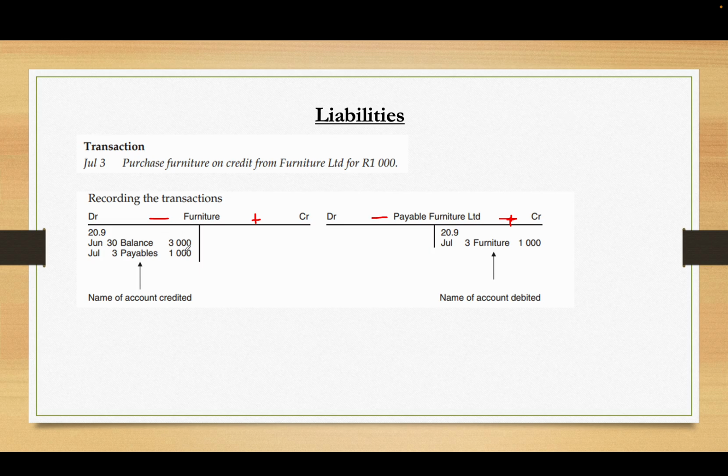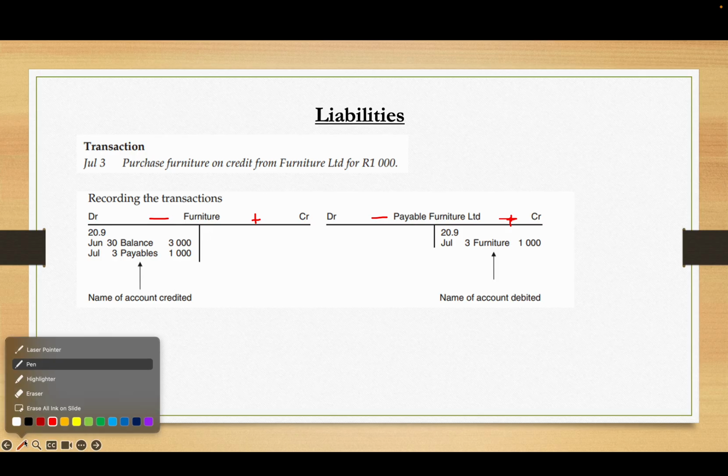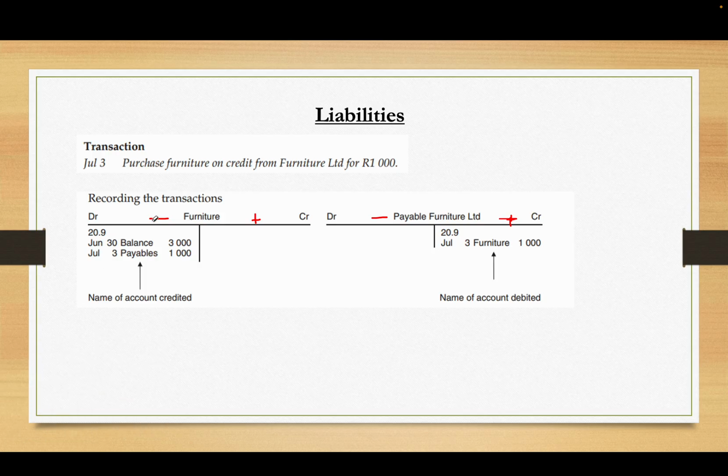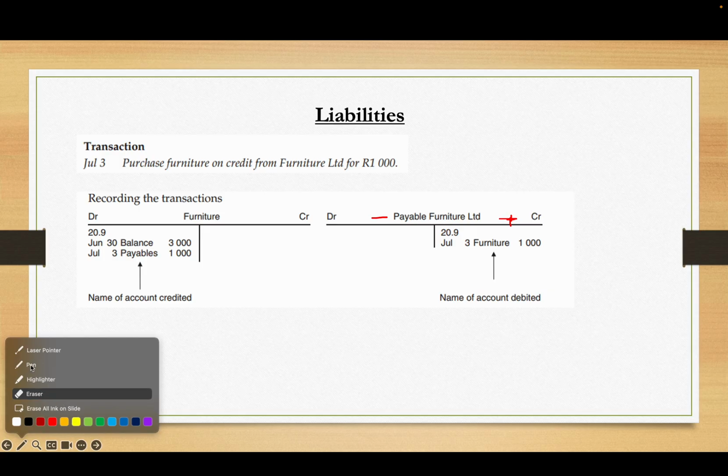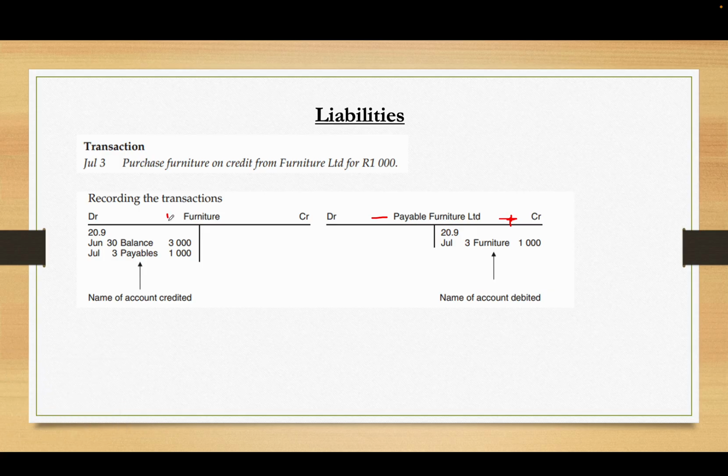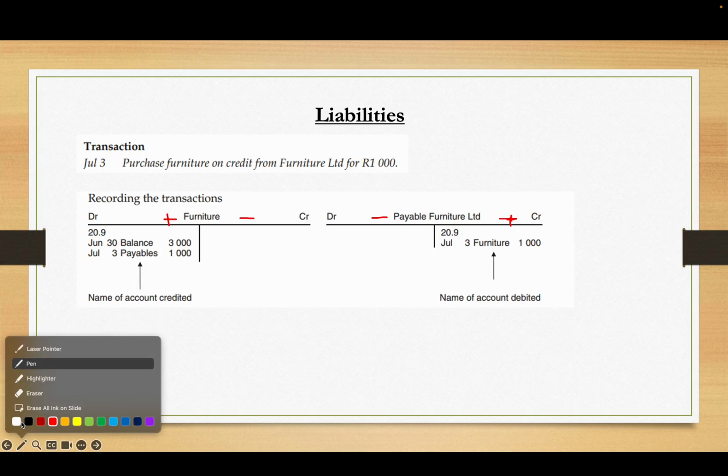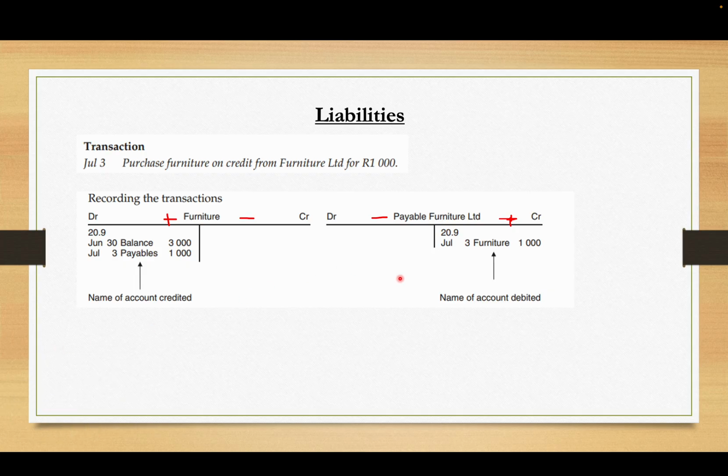Remember, furniture is an asset. Sorry about this, guys, I did not read this properly. My mistake. Please don't get confused. This is an asset, this is a plus. This is a minus. I apologize for that. I hope I didn't confuse anyone. So, asset, T account, furniture. Furniture is an asset. It's tangible. It's something Tia Ltd owns because they bought it.